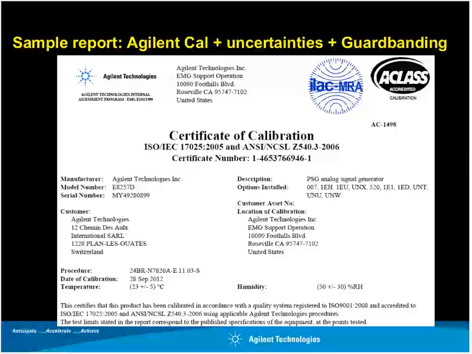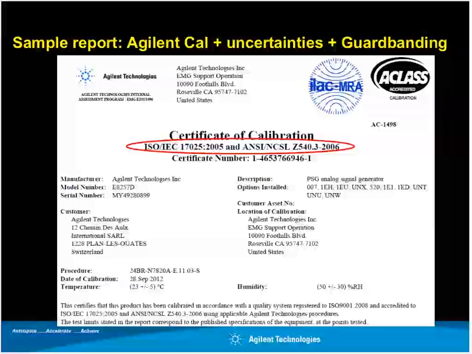Thanks, Trevor. So when you receive a calibration report, for example, this sample report from one of our calibration services, which would be the Agilent calibration with uncertainties and also with guard banding according to ILAC G8, then in that case, this is coming from a U.S. laboratory, this particular example, so it has the A-class one. If it were coming from, say, the U.K., then it would have the UKAS one, of course.